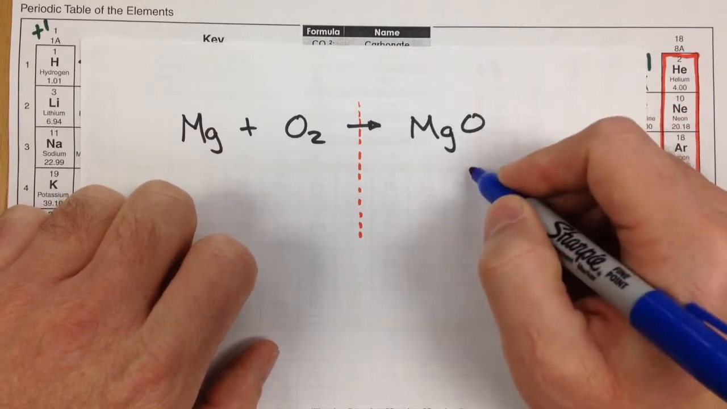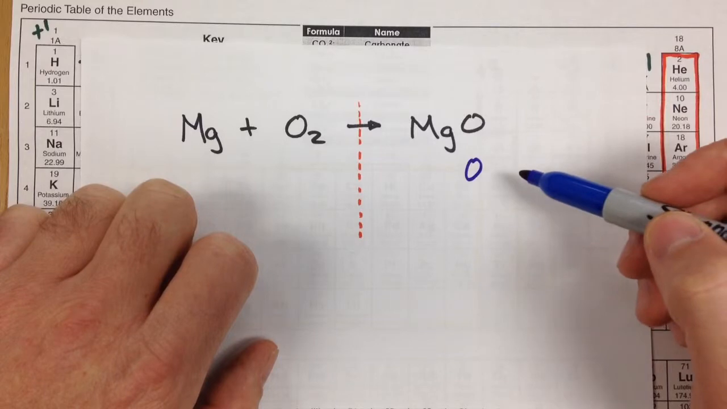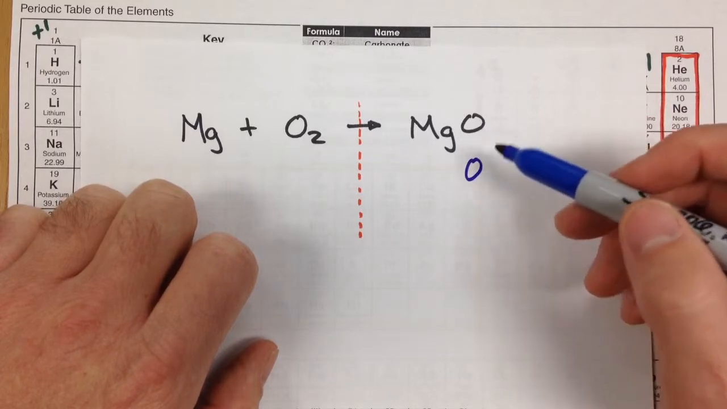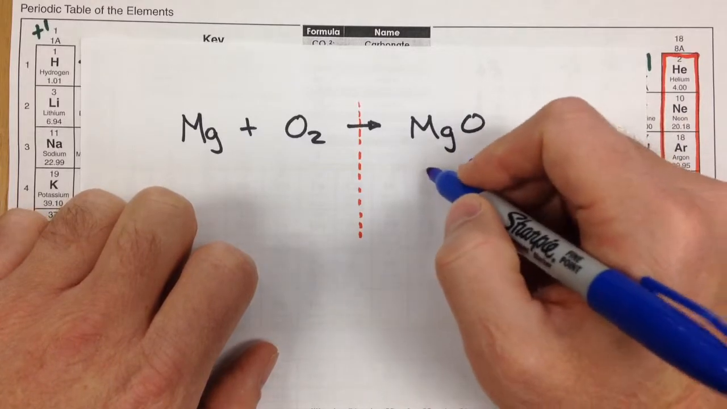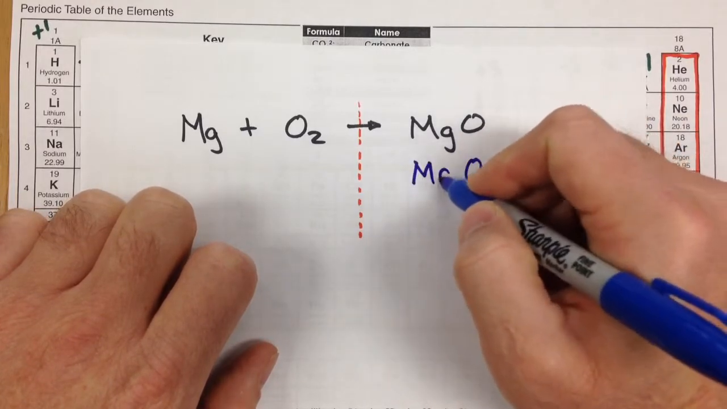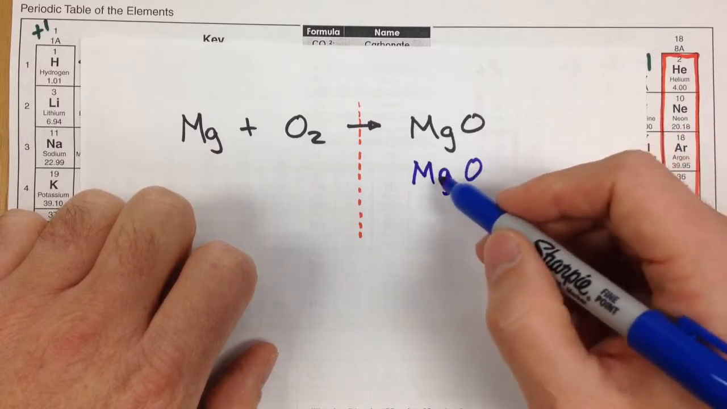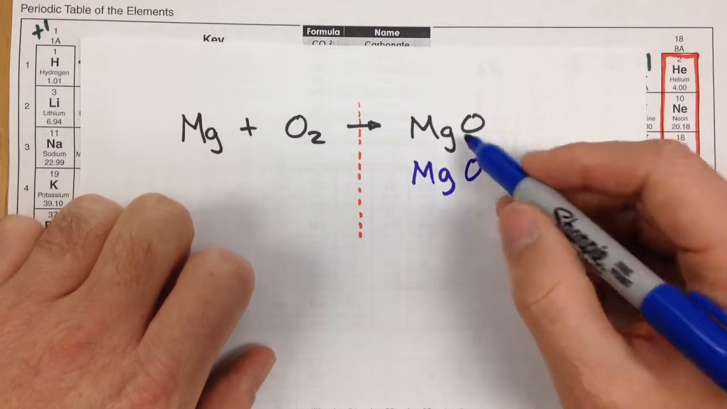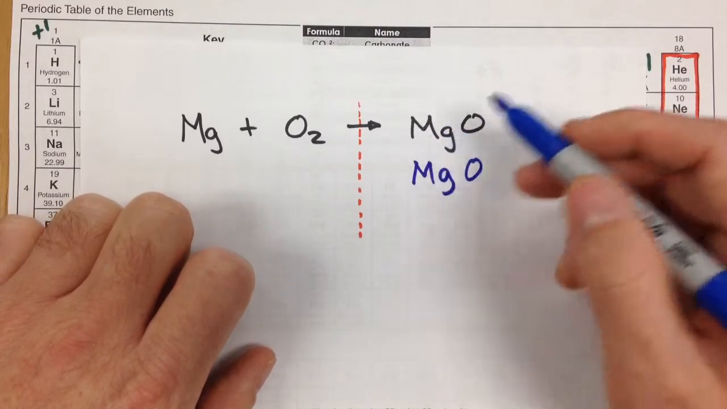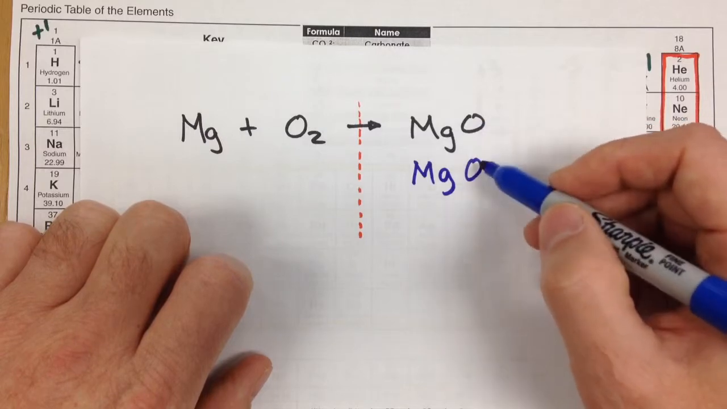Now here, many people will try to just simply add in one more oxygen. The problem with this is you can't just add in one oxygen. You have to add in one whole additional magnesium oxide. This compound, you can't get one without the other. They have to come together all the time. So this is telling me that I have two magnesium oxide molecules on the right-hand side.